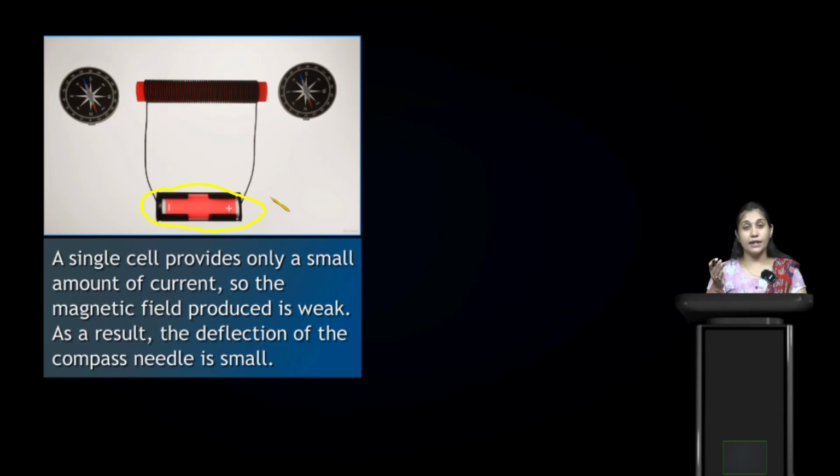I told you before that if the magnetic field which generates is weaker, there will be less deflection in the needle. So in this case, as we have used only a single cell, there is a smaller amount of current flowing through the wire because this is a single cell. So the magnetic field which generates is weaker. Why weaker? Because a smaller amount of current is flowing through this wire. And if the magnetic field is weaker, then the deflection in the needle is also small.